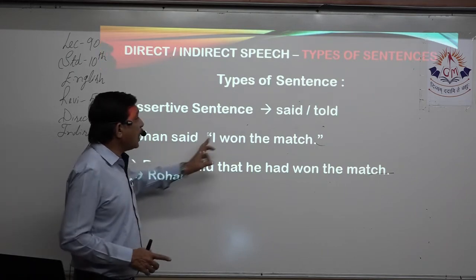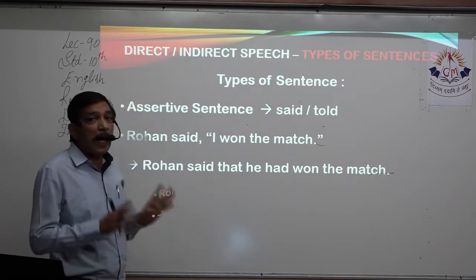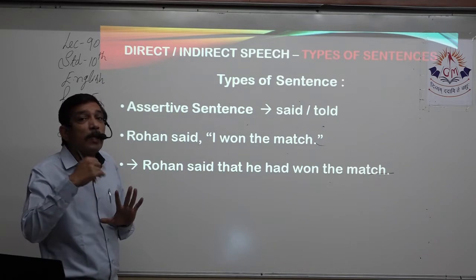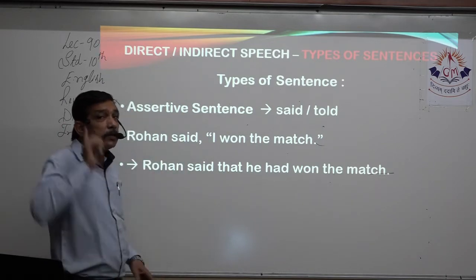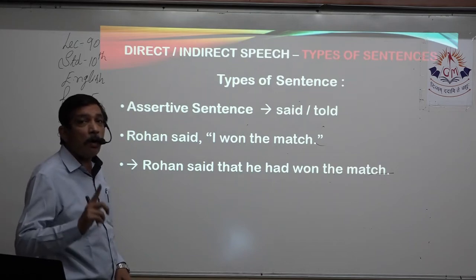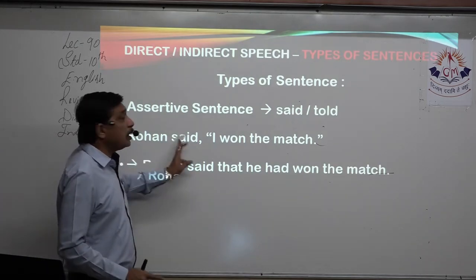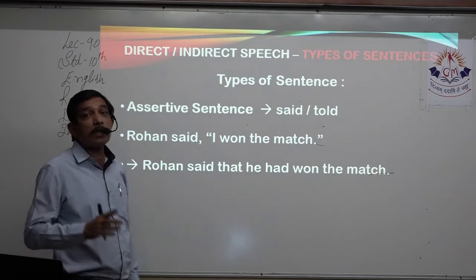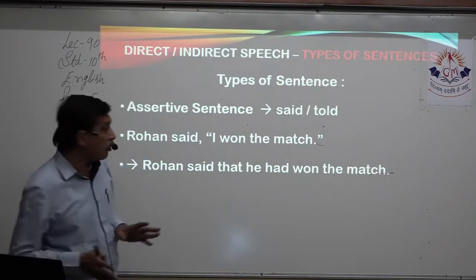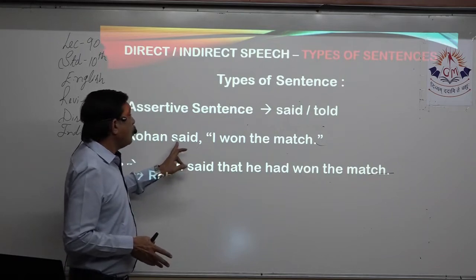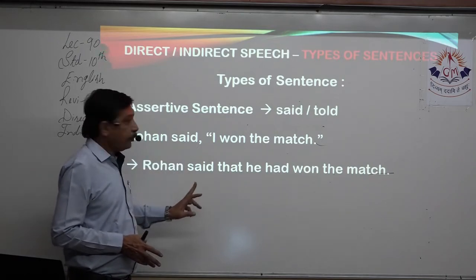So, Rohan said, "I won the match." Now he has said it, he is not saying it to anybody particular. So "Rohan said" will remain as "Rohan said"; it will not change to "Rohan told," because right now he is not telling. We do not have any other person to whom he is communicating. We do not have that in the sentence, right? So "Rohan said" will remain as "Rohan said."